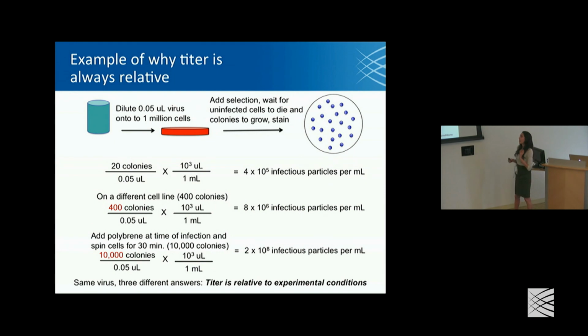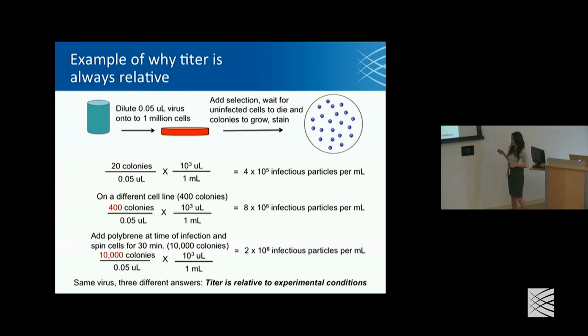I'm going to go over a couple examples of why experimental conditions can affect titer. In this example, say you diluted 0.05 microliters of virus onto 1 million cells. You selected, waited for your uninfected cells to die out, and you stained the colonies that remained. Say you got 20 colonies, you end up with 4 times 10 to the 5 infectious particles per mL. Say you ran that same experiment on a different cell line and got 400 colonies.